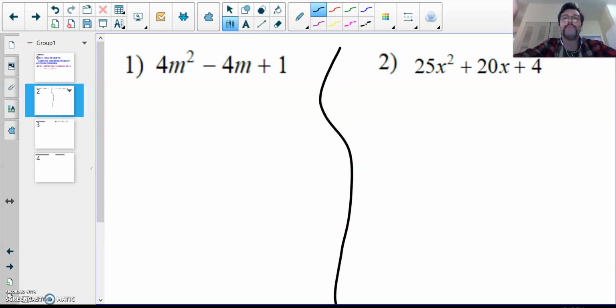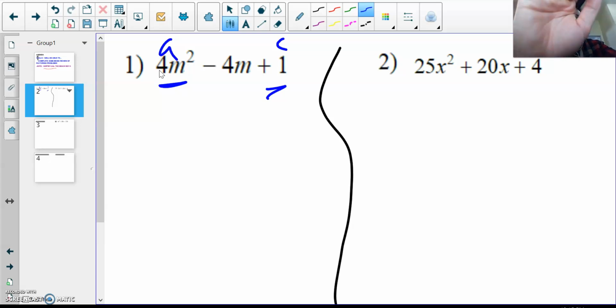So I have 4m squared minus 4m plus 1. If you notice, this is my A term and this is my C term. My A term, 4, is a perfect square. 1 is also a perfect square. So I have 4 and 1, and those are both perfect squares. Now, I want to practice what we did yesterday.